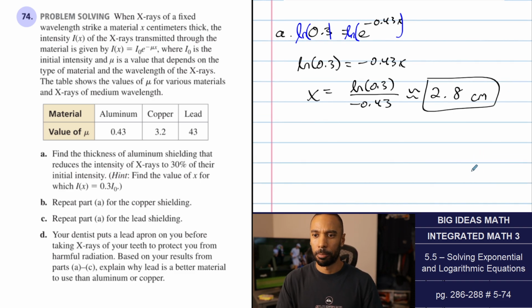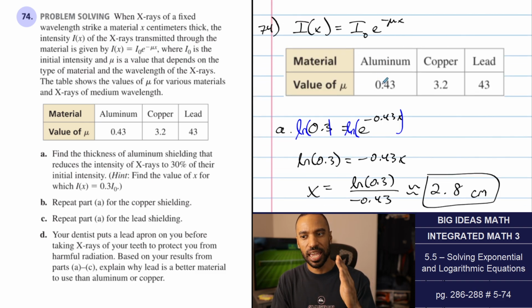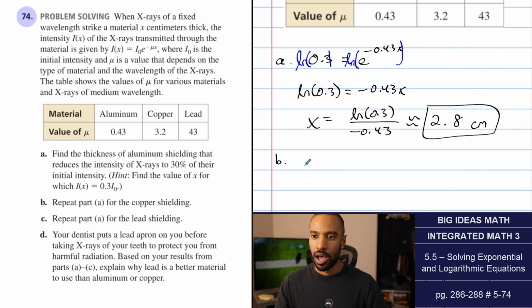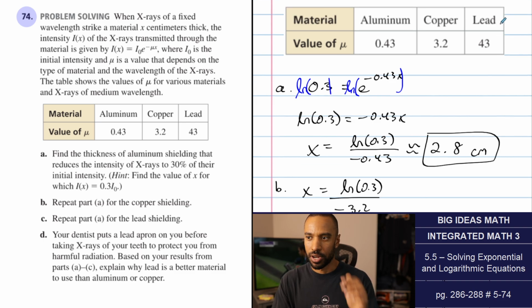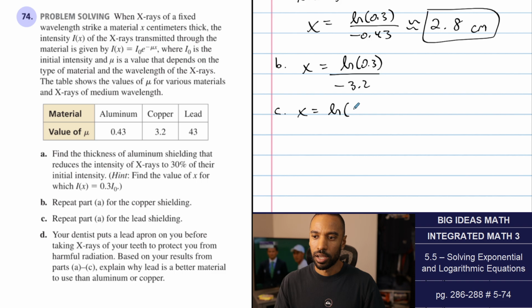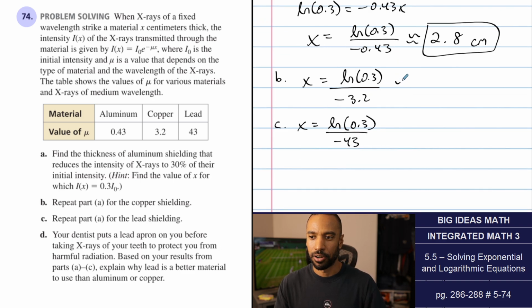These part B and part C are pretty fast. Repeat for copper and lead. If they're just taking this number and making it negative, for this one x is the natural log of 0.3 over negative 3.2. And for the next one, over negative 43. So part C, x is natural log of 0.3 over negative 43. Once again, if there's a pattern, you learn off that pattern. So I'm going to do those in the calculator as well.